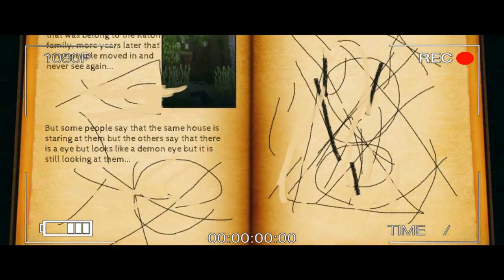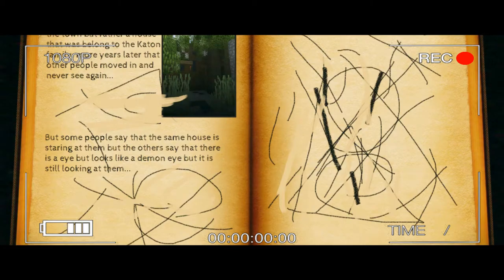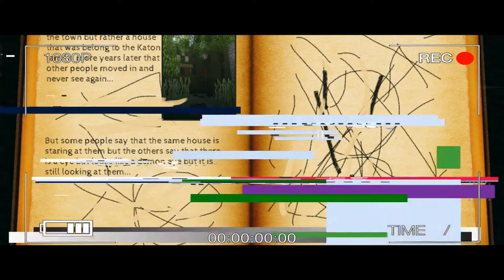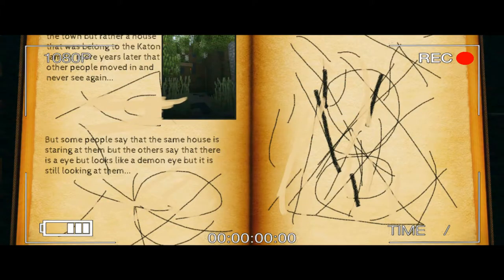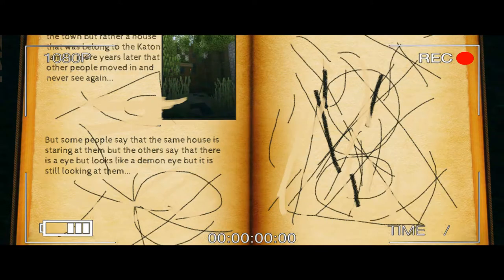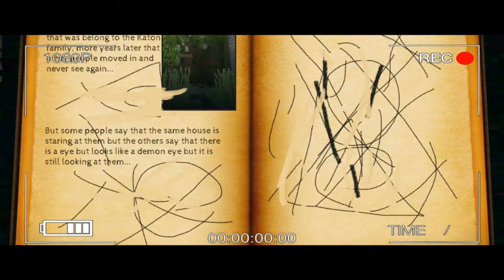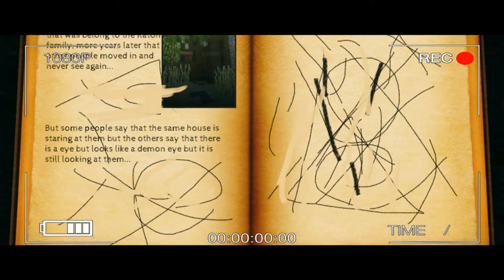Alright, it says that there are some rumors about this house. Like there's some killings around, that's correct. Some people lived here, well, some of them moved here and never came back, like never came out. And some people said that when they look at the house, they think it seems like it's watching them. Others said there's something in one of those windows, like an eye looking at them. The eye looks terrifying, like a demon eye or something. Well, that's what they said.